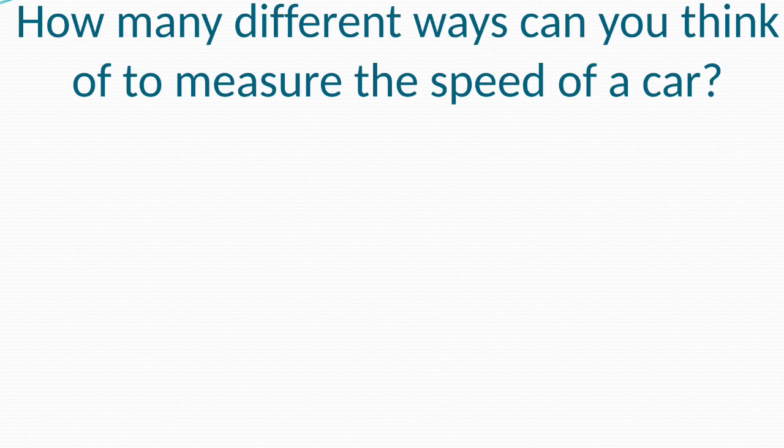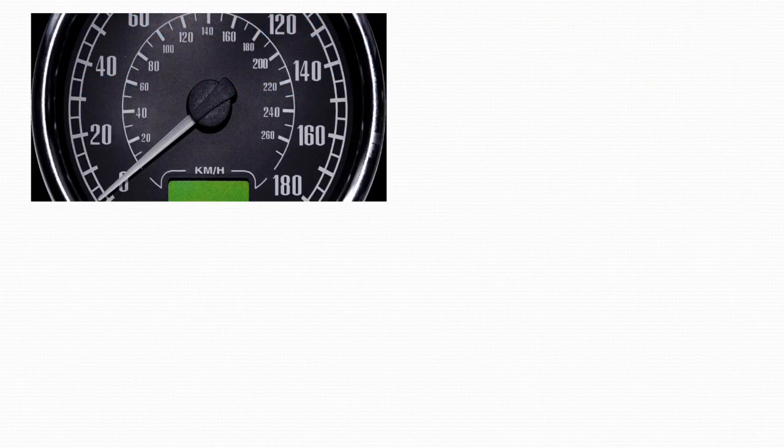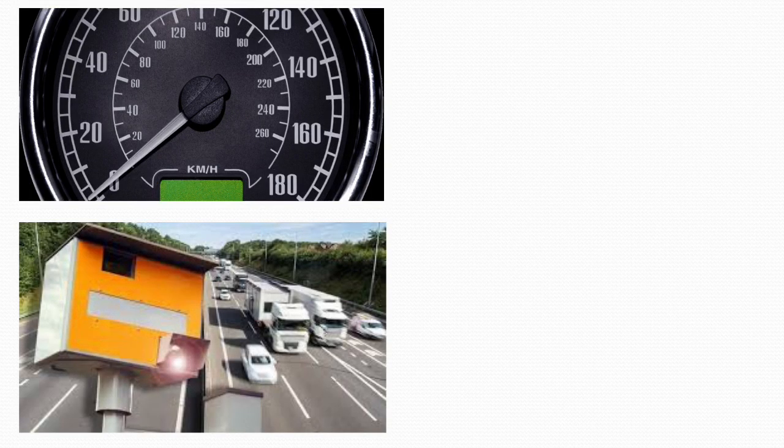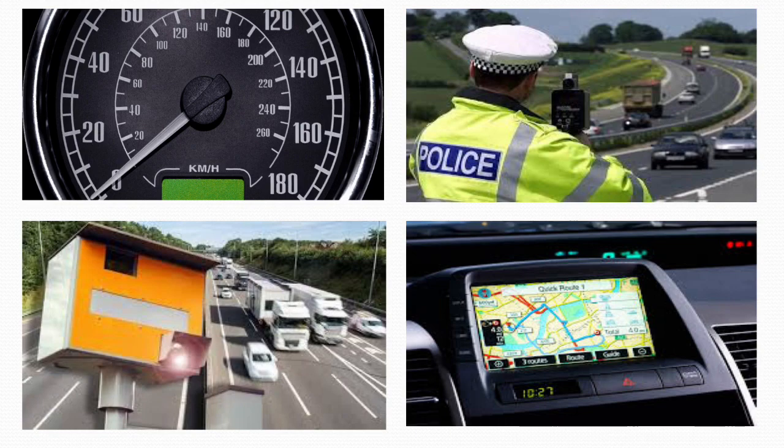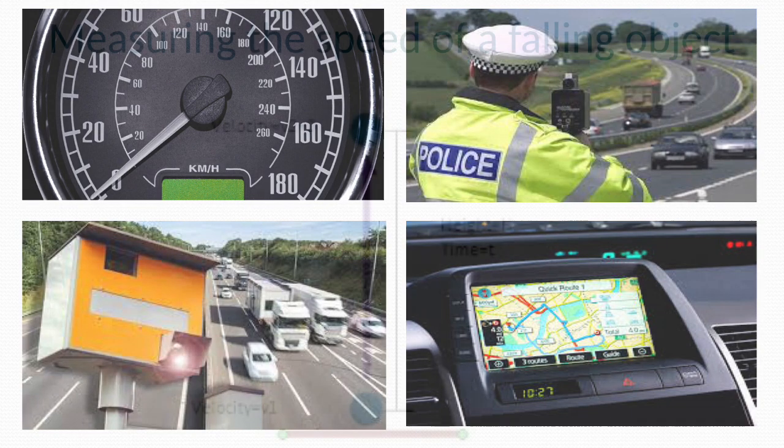First of all, I'd like you to think about how many different ways you can list for measuring the speed of a car, whether that is the passenger, the driver, or possibly the police. How many different ways can we measure how fast the car is going? One option obviously is the speedometer of the car. The police may use speed cameras. You may also be able to tell how fast your car is going from the GPS. And the police with their speed guns can detect the speed of a car.